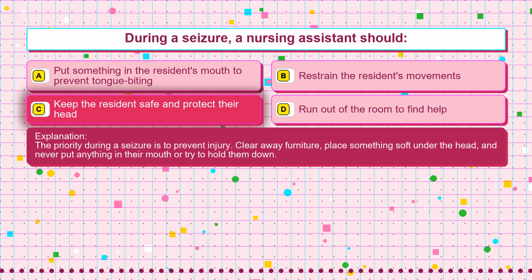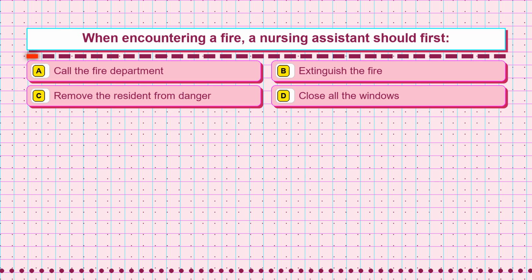Question 96. When encountering a fire, a nursing assistant should first: option A. Call the fire department. Option B. Extinguish the fire. Option C. Remove the resident from danger. Option D. Close all the windows.